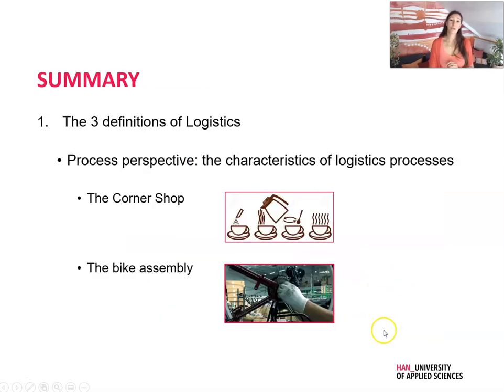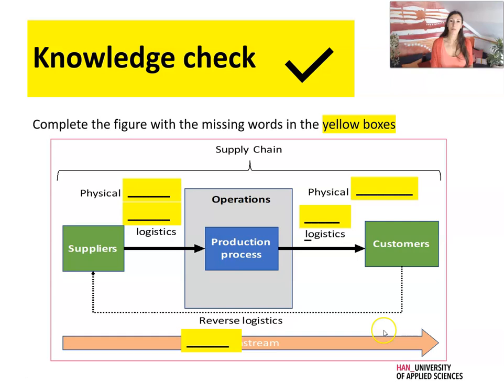So in this video, we talked about the second definition of logistics, the process perspective, and we discussed the 5 characteristics of logistic processes in 2 examples, the corner shop and the bike assembly. Knowledge check. Can you fill out all the missing words here in the yellow boxes in this scheme? Give it a try.